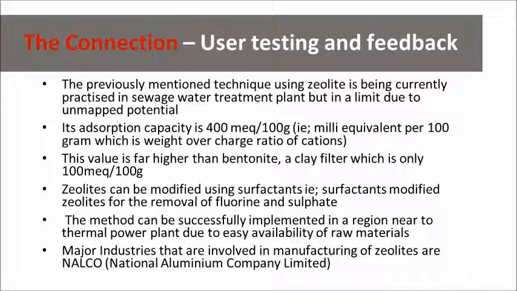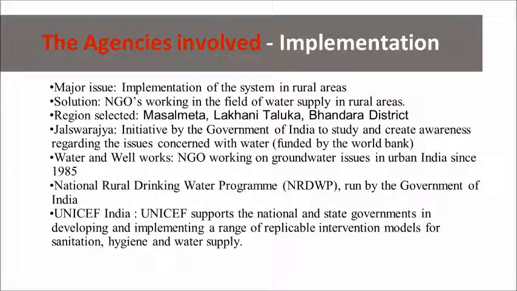In order to make sure that our technique reaches the masses, we need to take help of the government agencies and the NGOs. We had a word with Ms. Shalini Ramteke, who is the Sarpanch of Masalmeta village, which lies in Bhandara district of Maharashtra. We came to know about the Jal Swarajya project by the Government of India, which is funded by the World Bank. We can take help of such programs and others like NRDWP, the National Rural Drinking Water Program run by the Government of India.